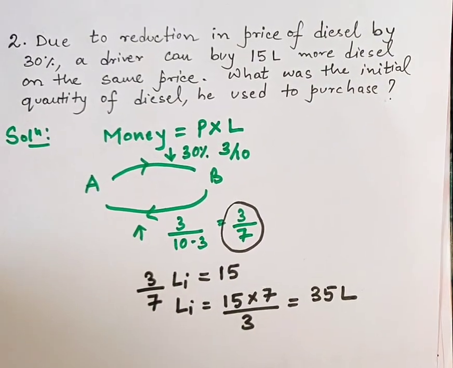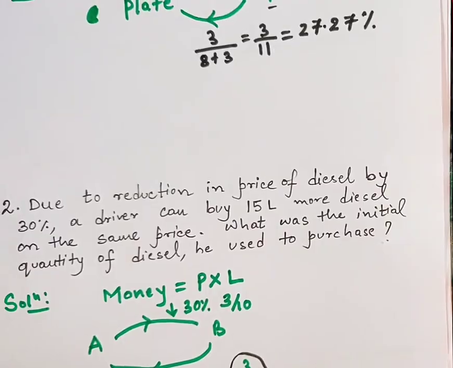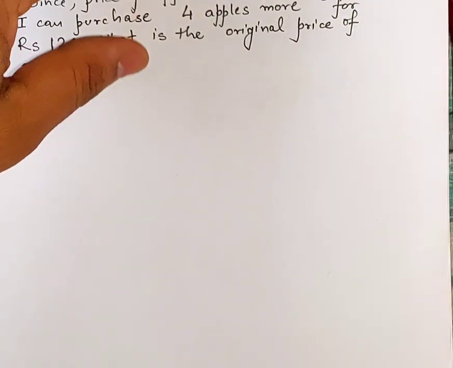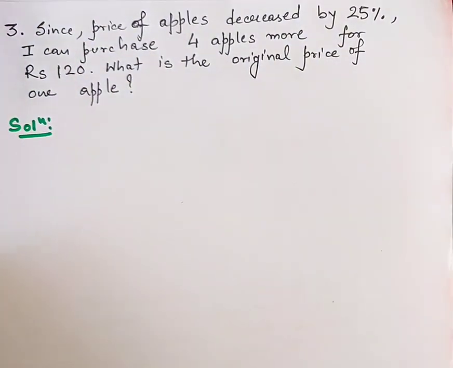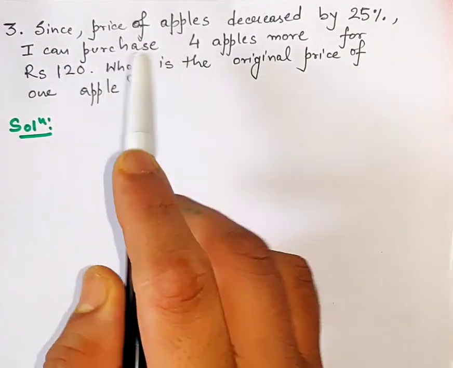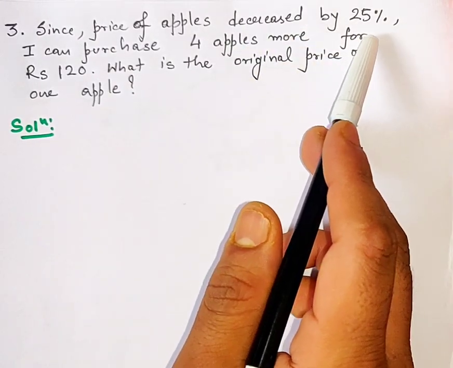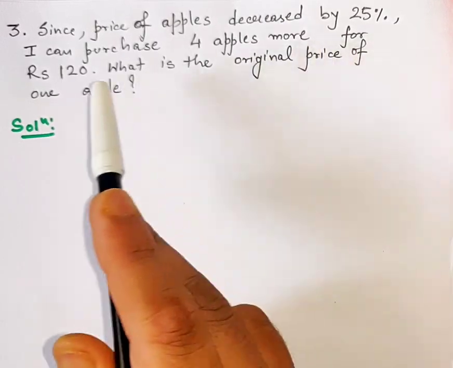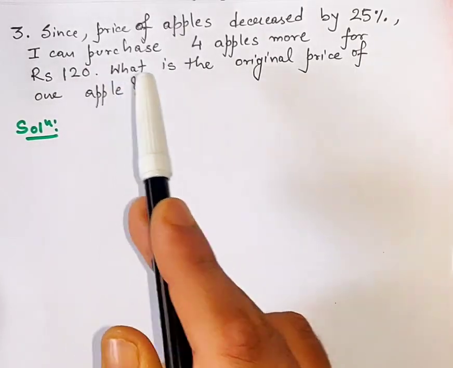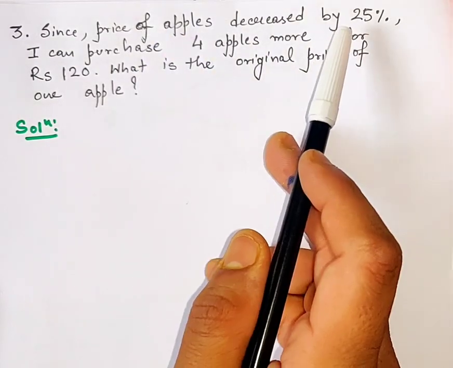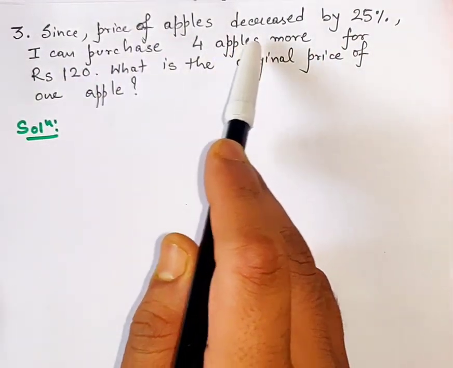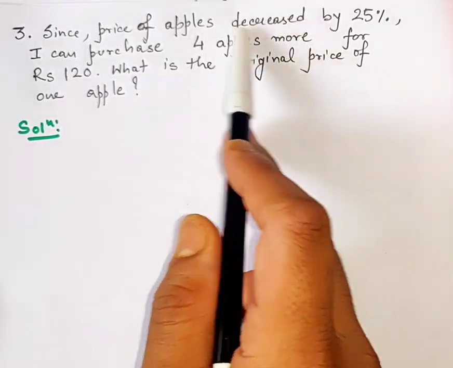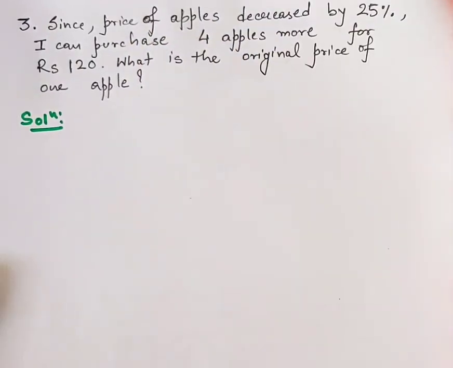Okay. So we will see the last question in this module. That is this one. What does the last question say? Last question says, since price of apples decreased by 25%, I can purchase 4 apples more for rupees 120. I have 120 rupees. Now what I come to know that the price of apples have decreased by 25%, so I can purchase 4 apples more for rupees 120. What is the original price of apple? That is before reduction.